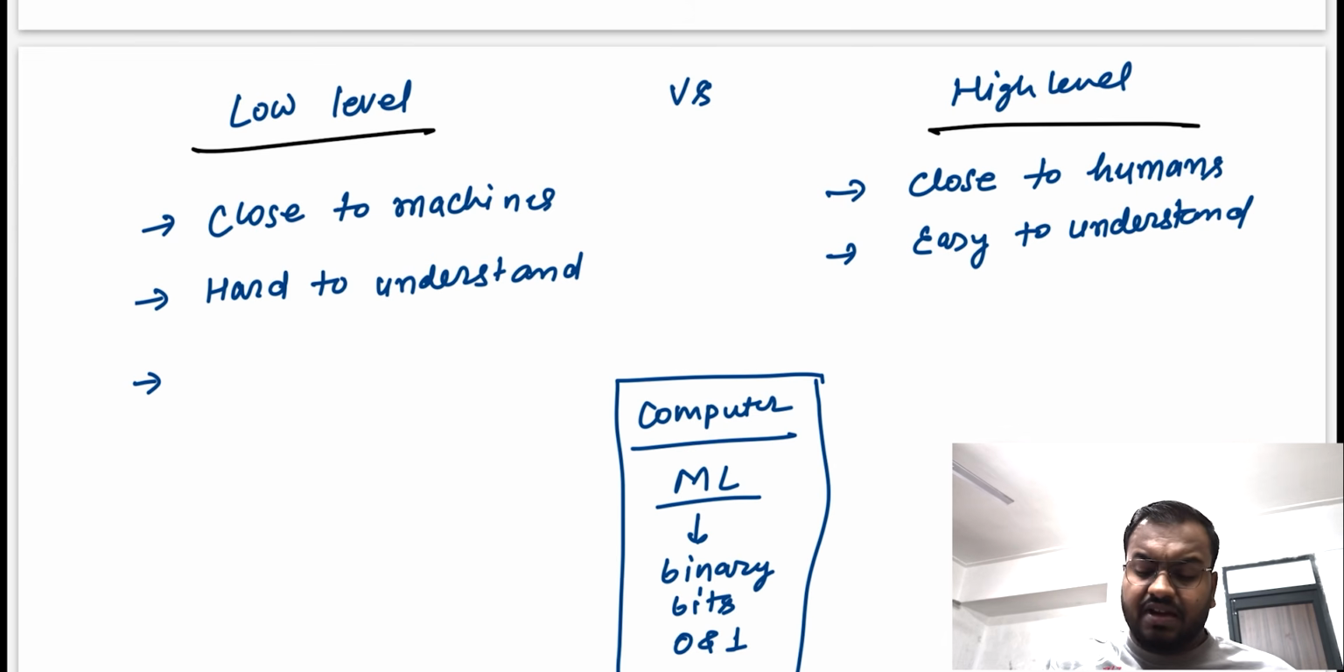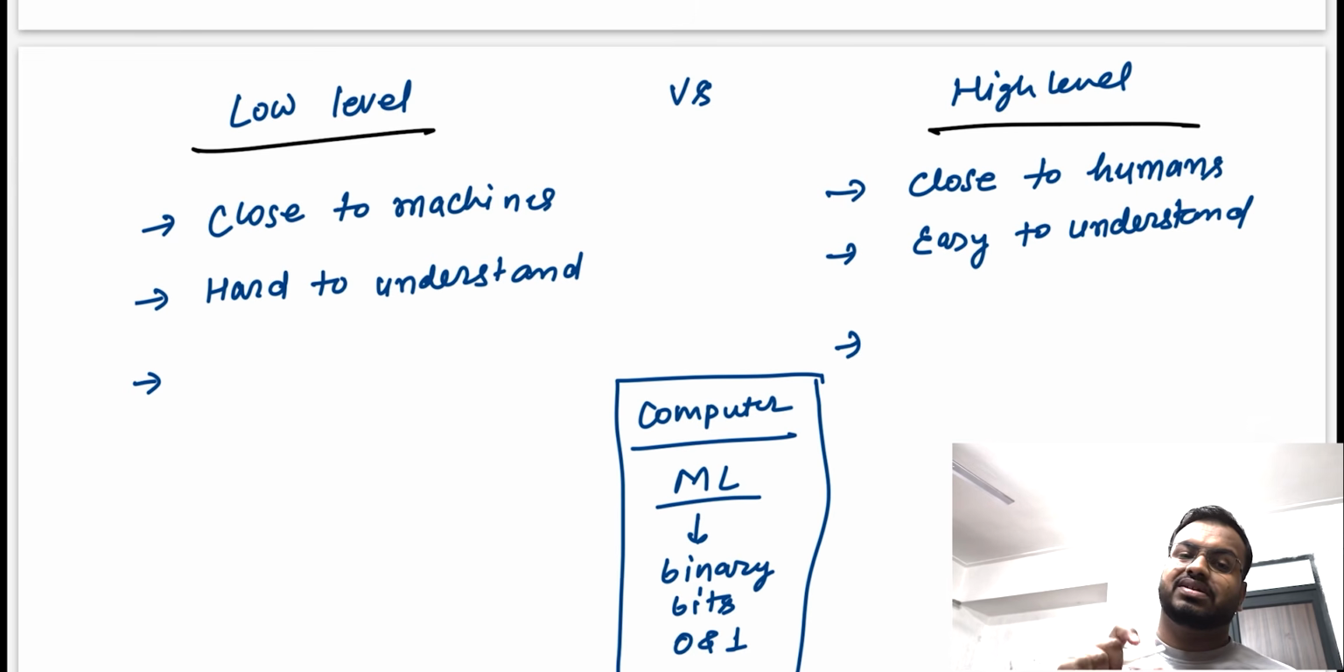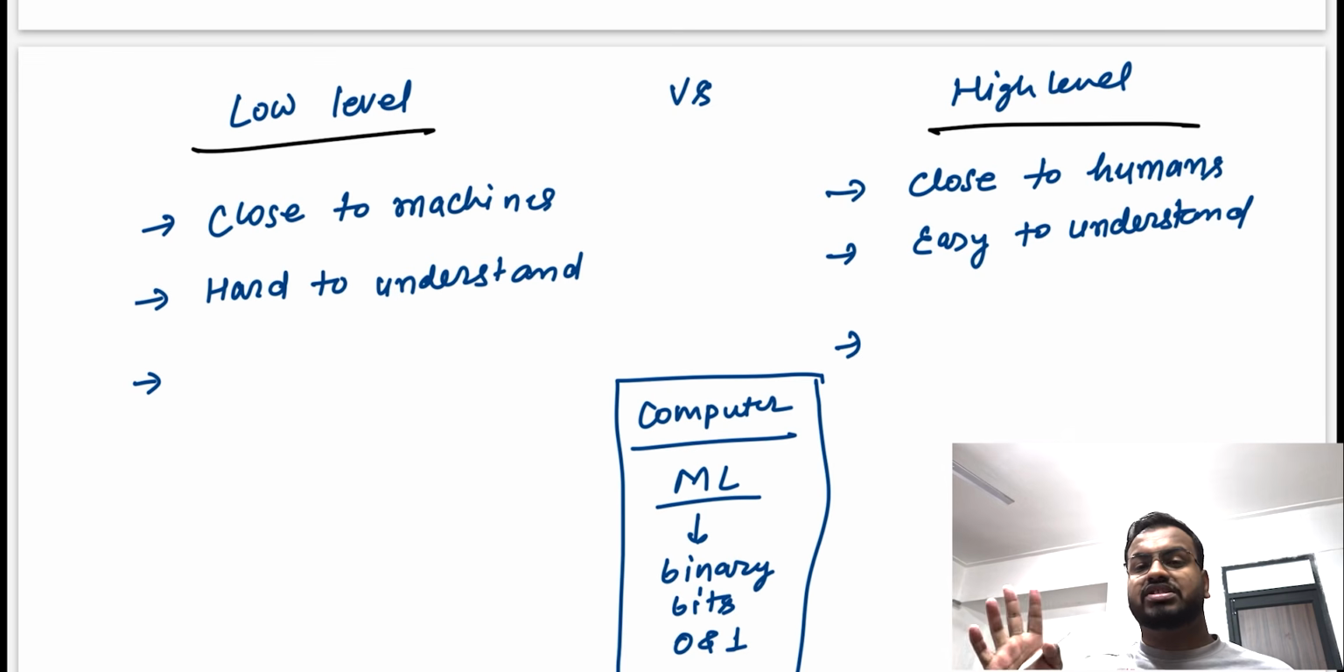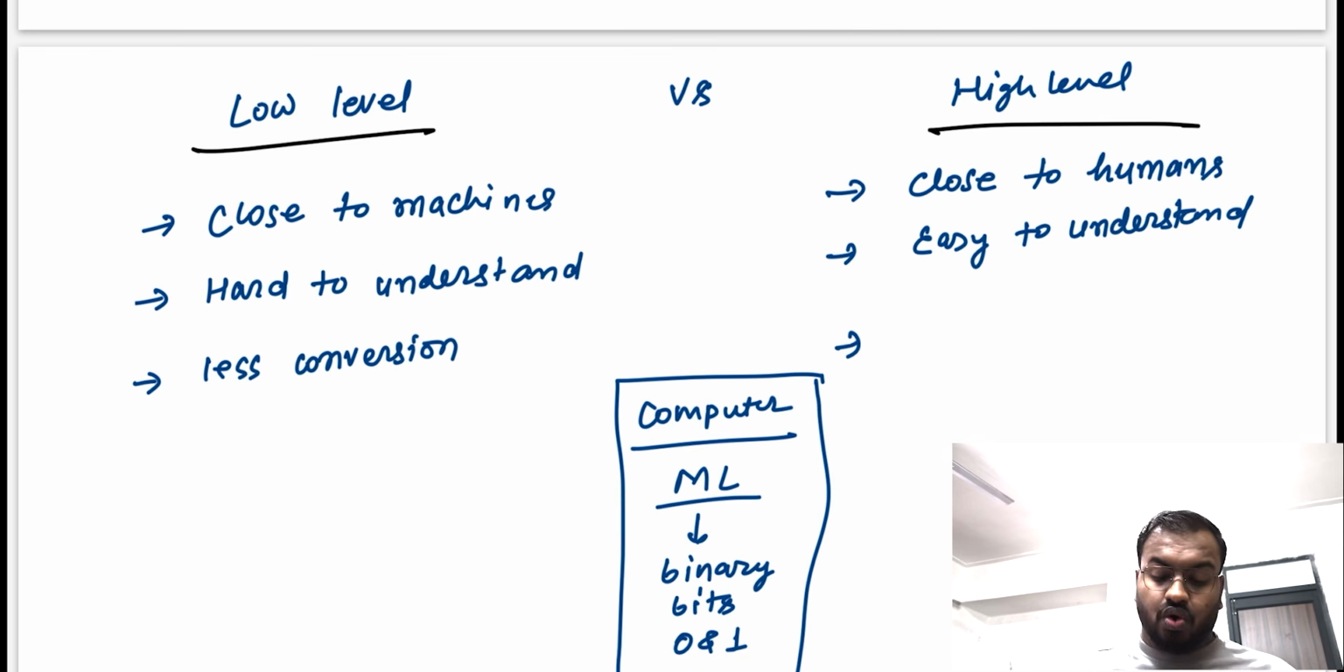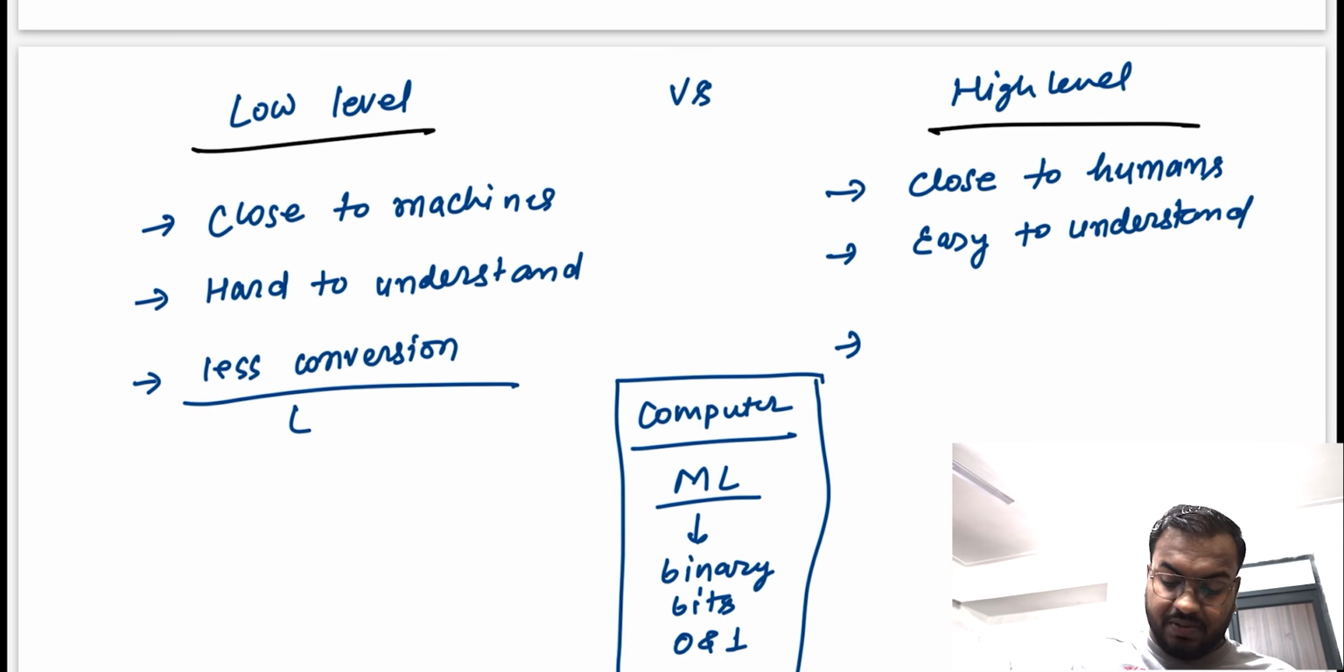Whenever you write some lines of code in a high level language or in a low level language, generally they are converted to machine language. So the instructions which you write in any language get converted to the machine language code, so that the computer can understand that particular machine language. Now see, low level languages are close to machines, means there will be less conversion, so it will be fast as compared to high level languages.